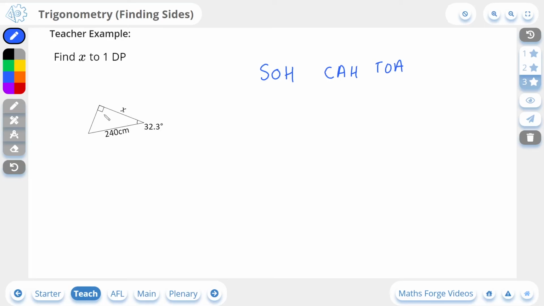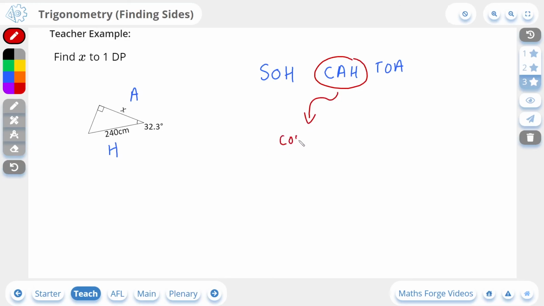So the next side we're going to be focused on is the hypotenuse. So the side opposite the right angle, which is 240 centimeters, is the hypotenuse. I'm just going to call it h. And the remaining side, x, has to be the adjacent. So I'm just going to call it a. So we have a and h. Which trigonometric function has a and h? In this case, it's going to be CAH. So we're going to be using cos to solve this problem.